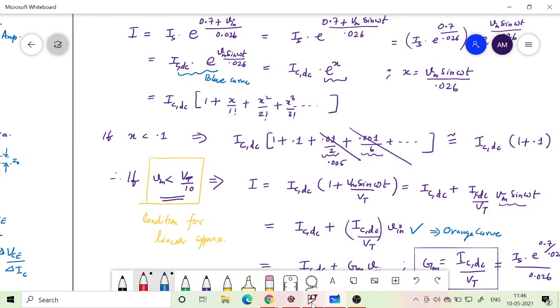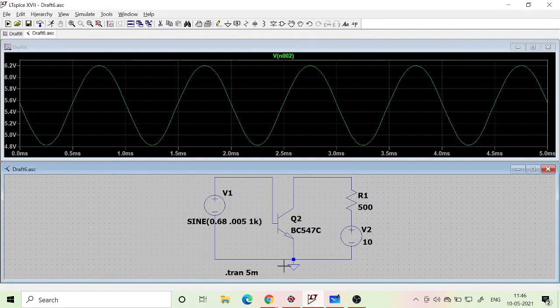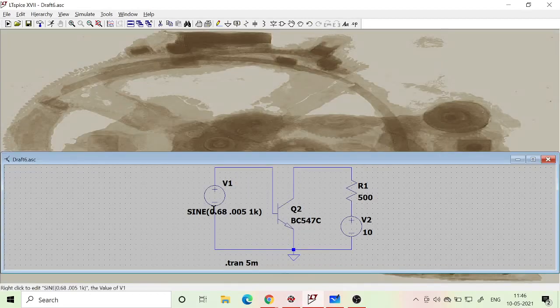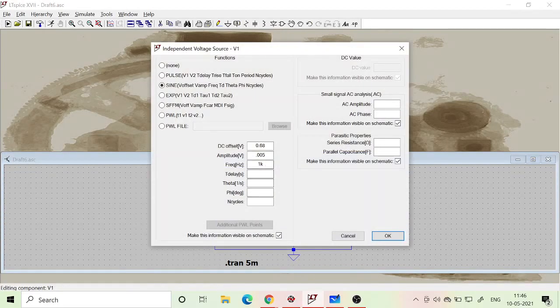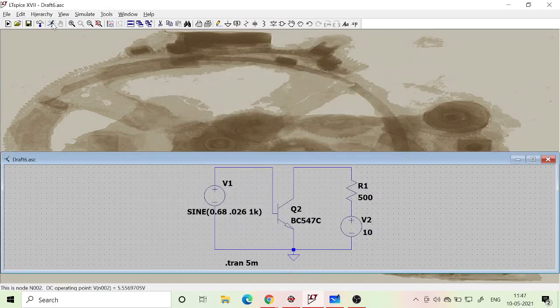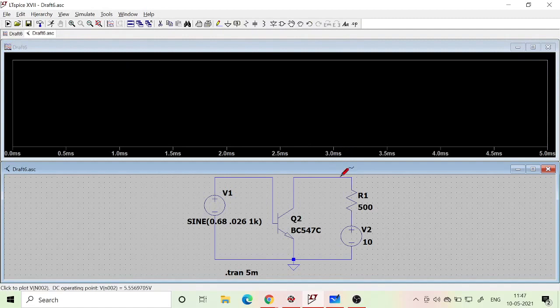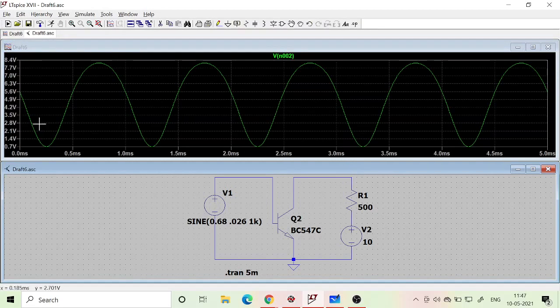The same thing you can see in LTspice also. I have biased it with a DC voltage of 0.68, and my variation is only 5 millivolts. You are getting a pretty good sine wave at the output. Now if I change this condition, instead of 0.005, I give say 0.26, which is comparable, and run this, then you can see that there is distortion.